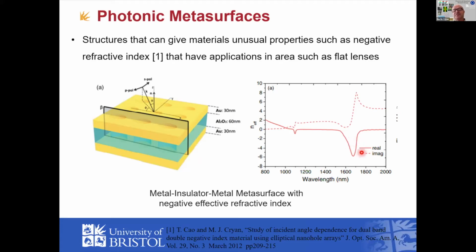So there are all sorts of applications. Once you have some negative refractive index, there's all sorts of things you can do with it. One of the most famous examples is what's called a flat lens, where normally a lens has to be curved in order to give it lens behavior. But this negative index allows you to design these kind of things that have all sorts of potential applications.